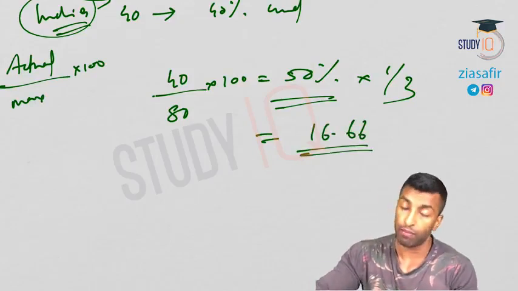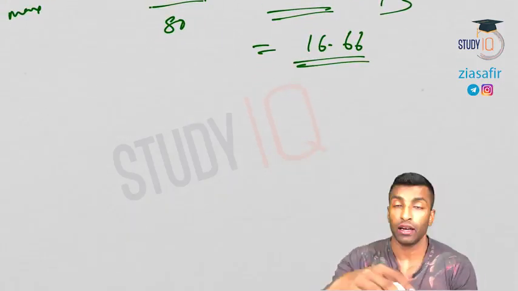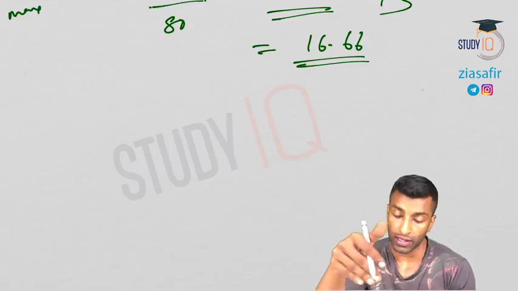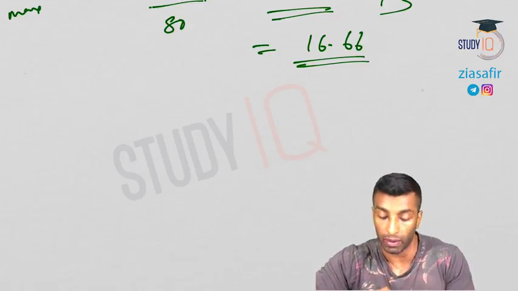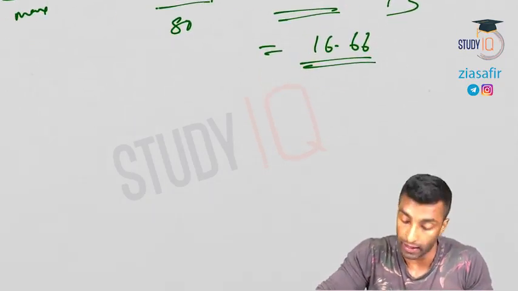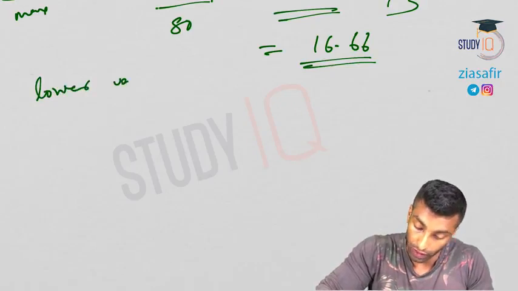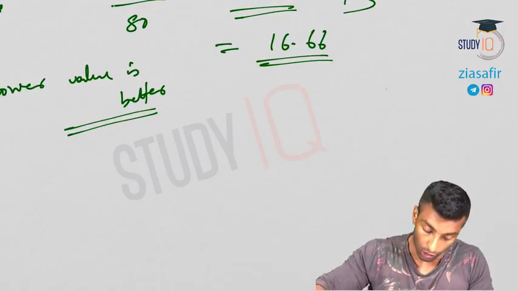Okay, and like that you will calculate for everything, and then you will add all the values, and then you will get the final value. So what do you think, lower value or higher value will be better? Lower value of the Global Hunger Index will be better. Okay, so lower value is better. That means hunger is low.